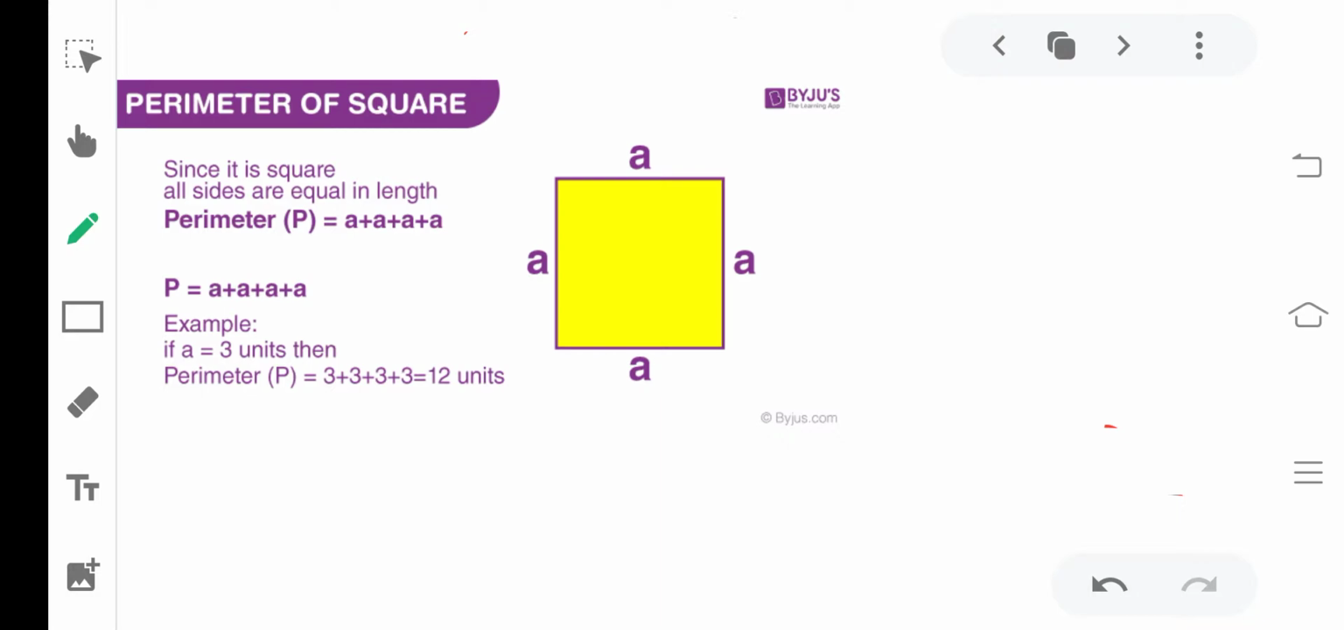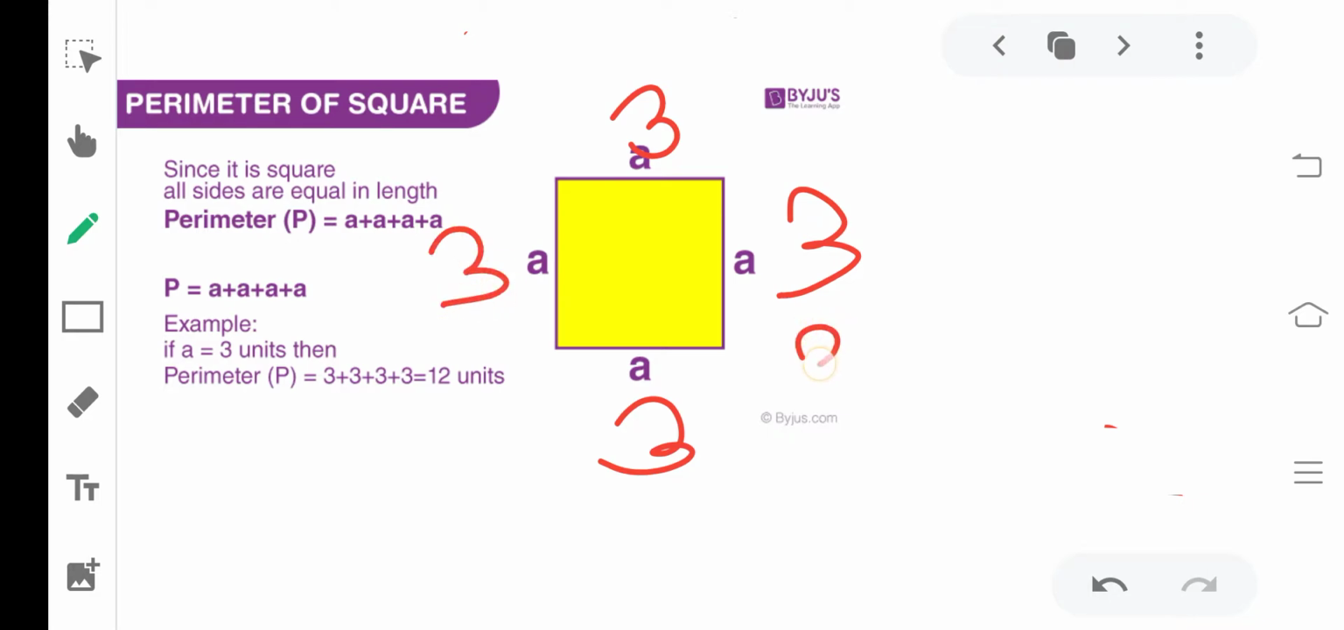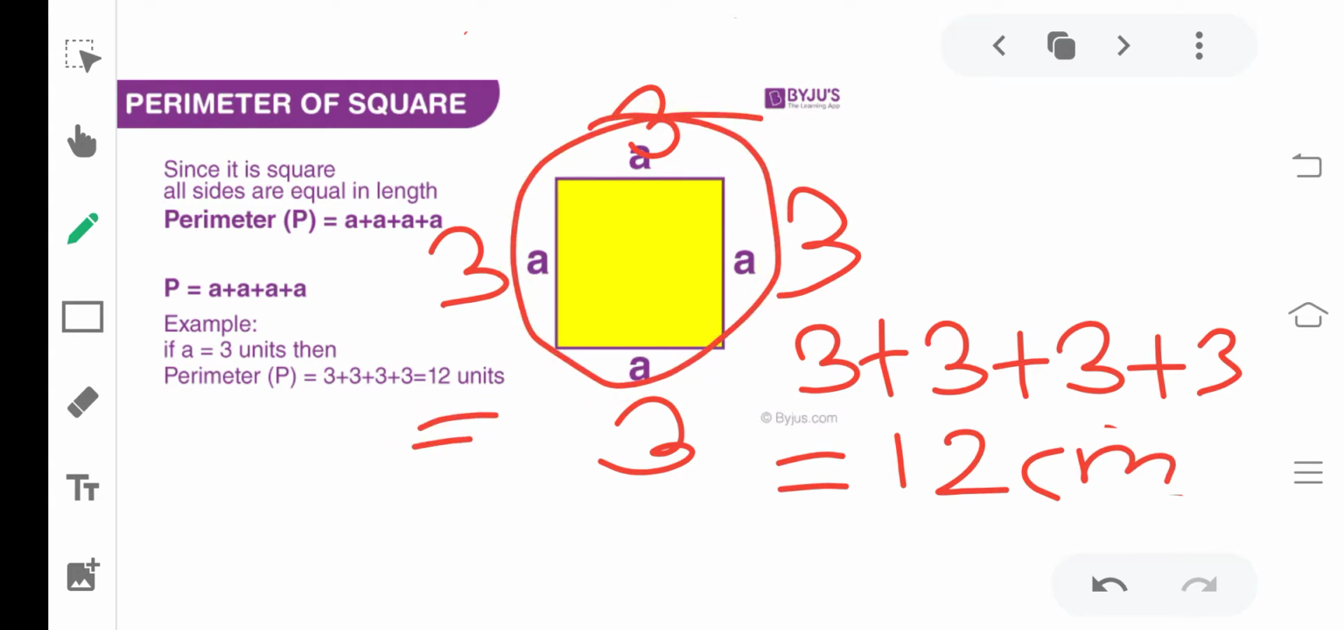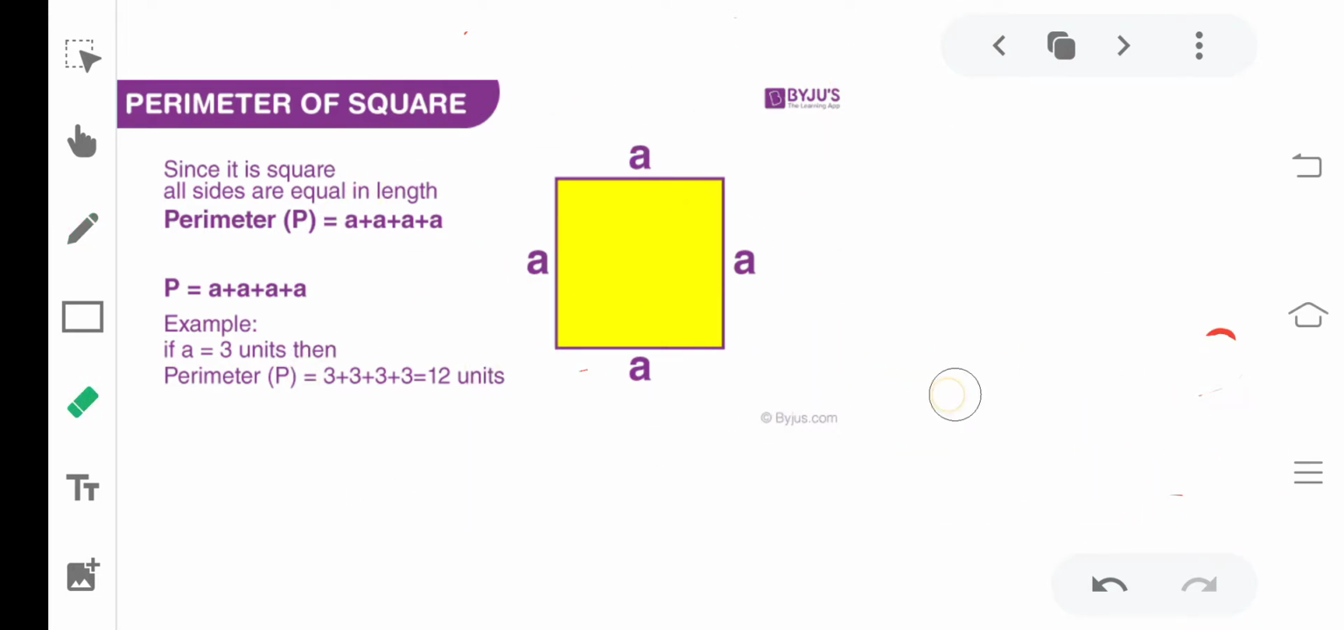Okay, we will learn how the perimeter of a square is taken. See, if you add, this side is given 3, 3, 3, 3. Okay, then you will add 3 plus 3 plus 3. 3 plus 3 how many? 6. 6 plus 3 how many? 9. 9 plus 3 how many? You should always remember. Okay, see, this is your 12 centimeter, and 12 centimeter or the units is the perimeter of your figure.